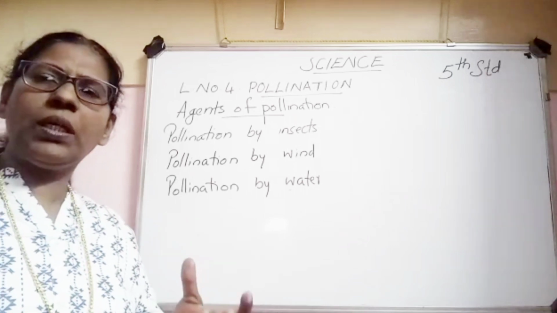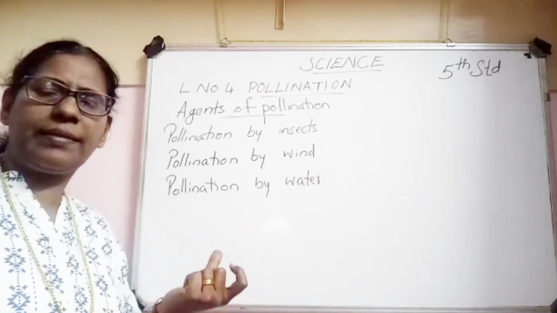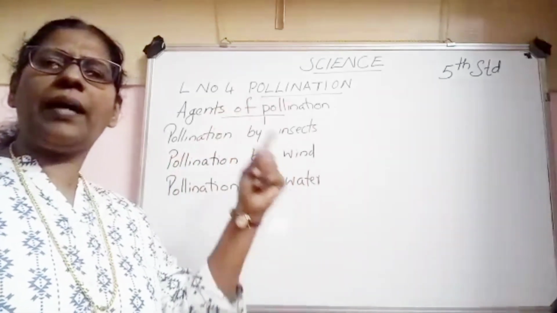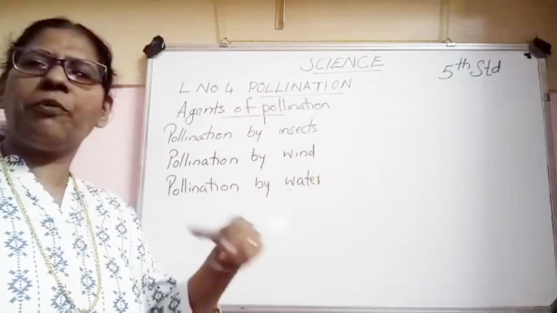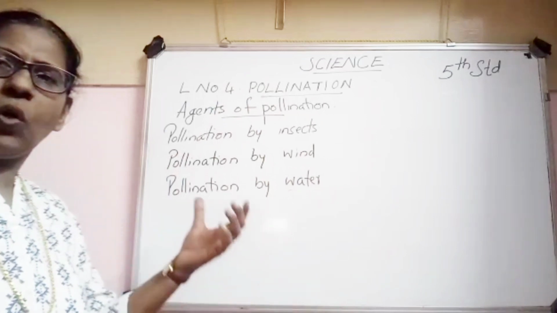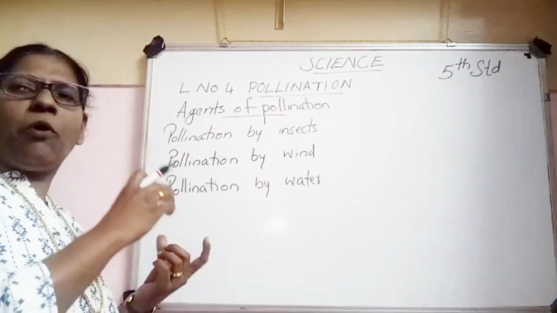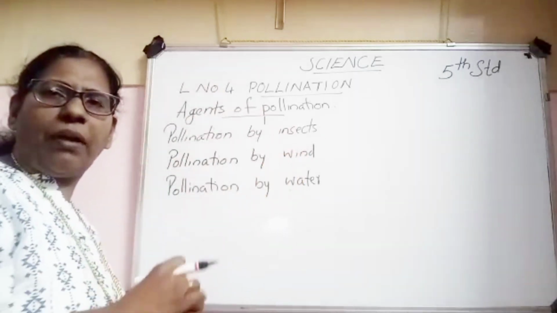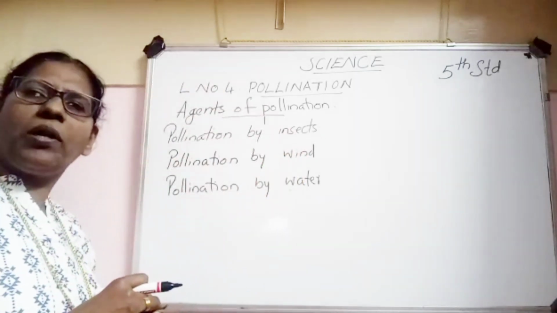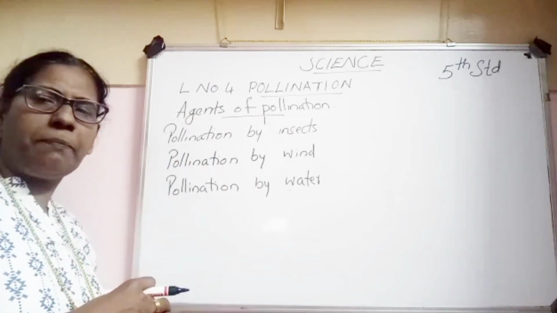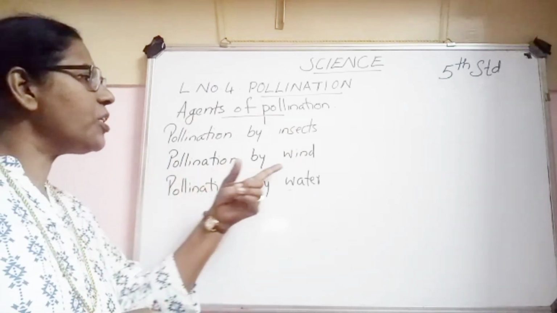Then it sticks to the legs of these insects, and these insects keep on visiting from one flower to the other flower. So from one flower, they carry pollen grains to the other flower. That is how pollination takes place by insects. Then pollination by wind.